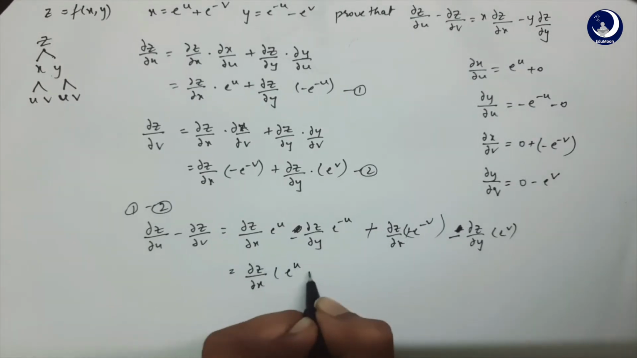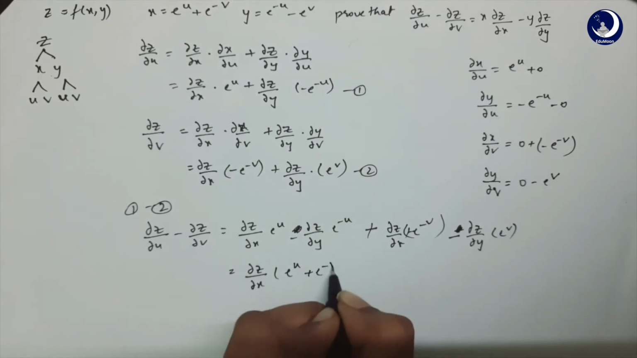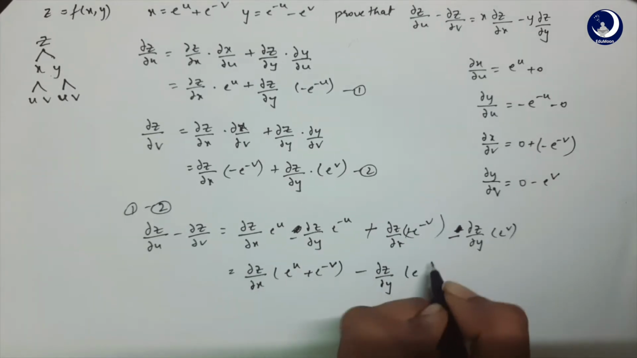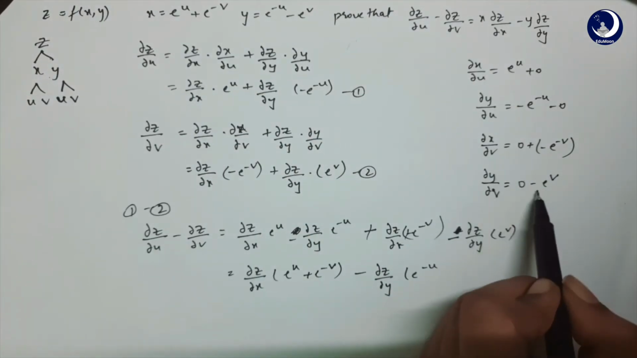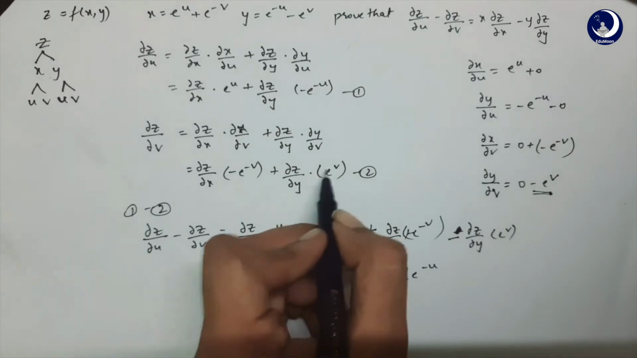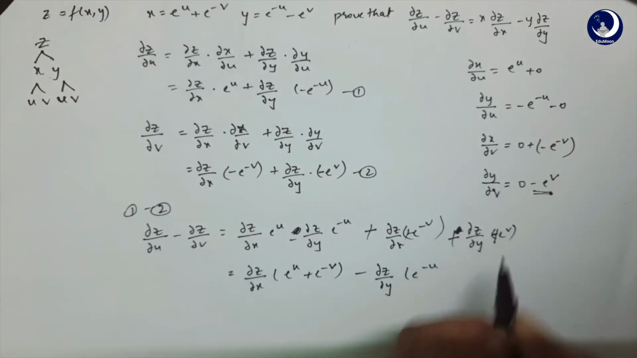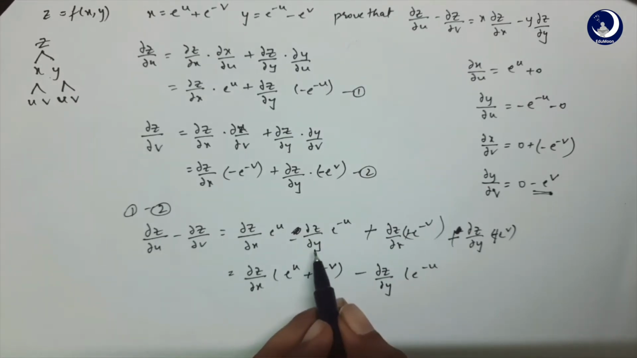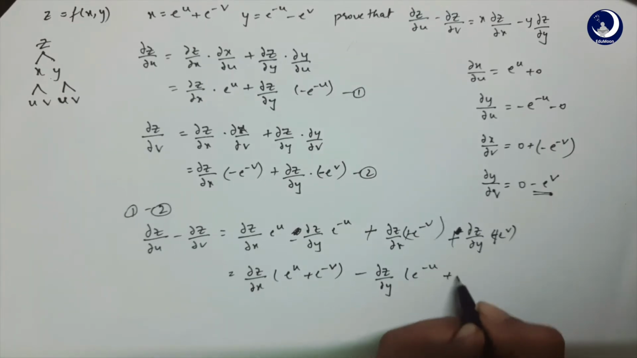We get e^u plus e^(−v), minus ∂z/∂y as common. We'd get e^(−u). Oh, pardon me, dy/dv is −e^v, so we have a negative here and a negative here as well. These negatives get cancelled, so we take minus ∂z/∂y as common. We get e^(−u) plus e^v.